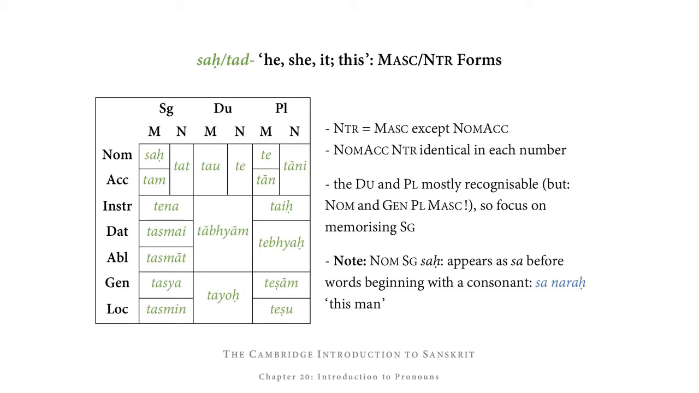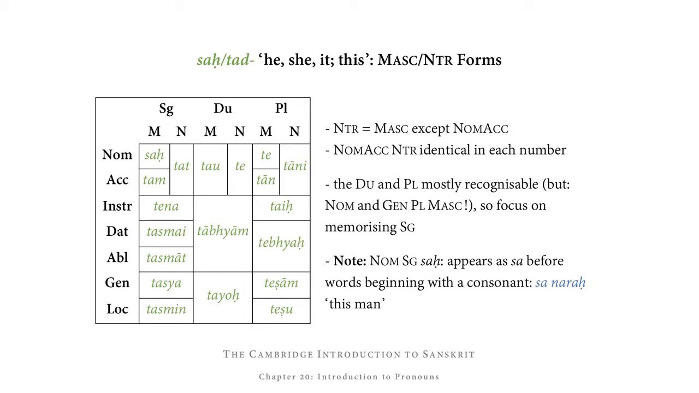Tasmin, tasya, tasmat, tasmai, tena, tam, sach. Then next, the dual. That is completely straightforward because it's absolutely parallel in its endings to what we know, for example, from narach. So we have narau, nara, bhyam, narayoch, and here we have tau, ta, bhyam, tayoch.